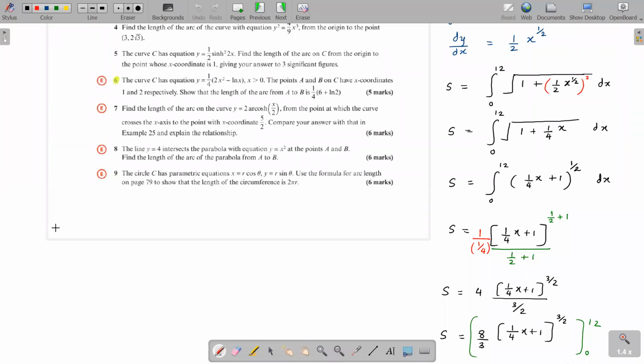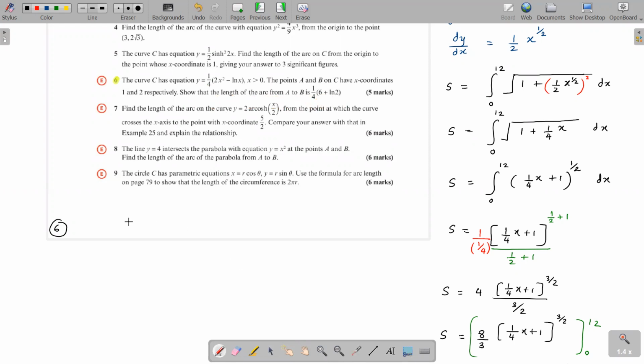Okay, question number 6. The curve C has equation y equals 1 over 4 times 2x squared minus ln x, where x is greater than 0. The points A and B on C have x coordinates 1 and 2 respectively. Basically, they have given you the x of A and x of B. Show that the length of the arc from A to B is 1 over 4 times 6 plus ln 2.